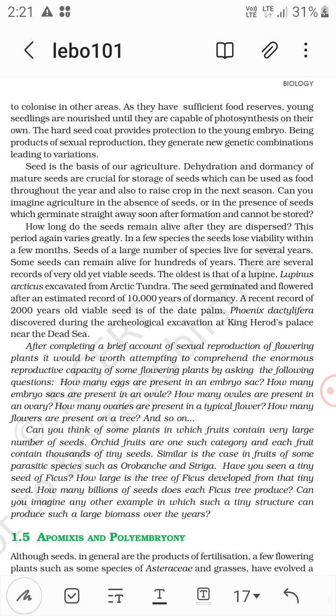The oldest is that of Lupinus arcticus excavated from the Arctic tundra. The seed germinated and flowered after an estimated record of 10,000 years of dormancy. A recent record of a 2,000-year-old viable seed is one of the date palm, Phoenix dactylifera, discovered during the archaeological excavation at King Herod's Palace near the Dead Sea.